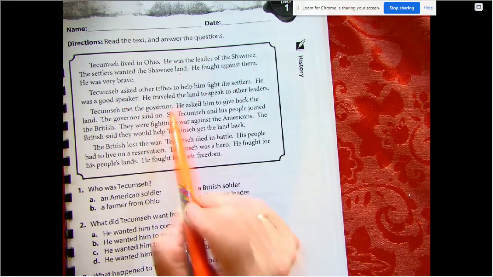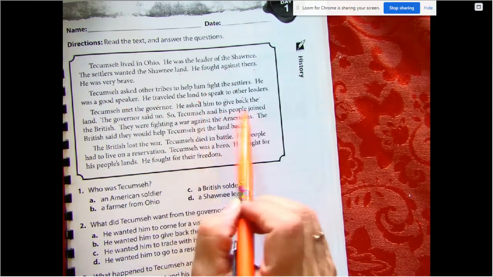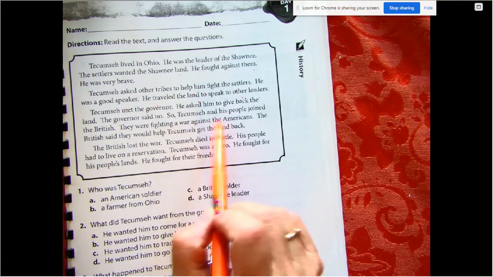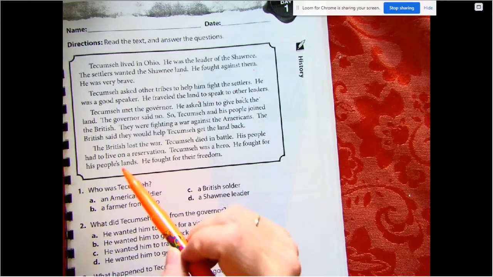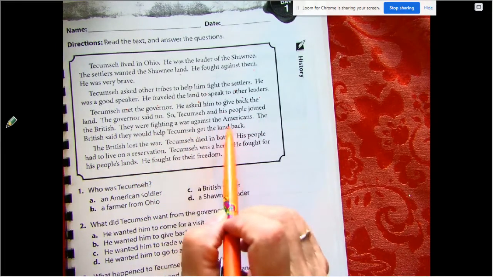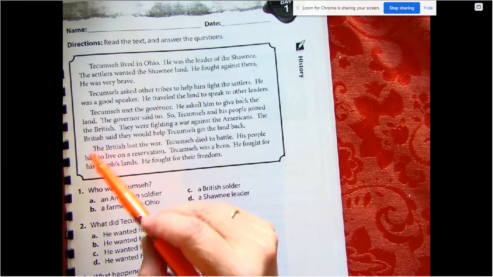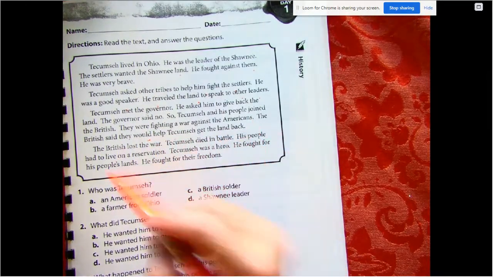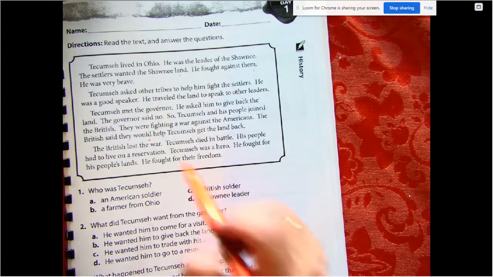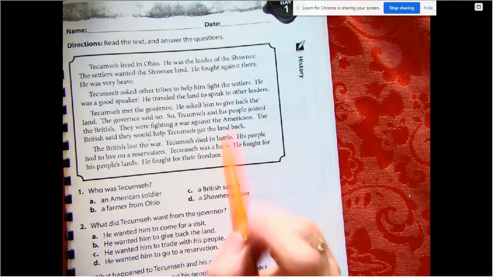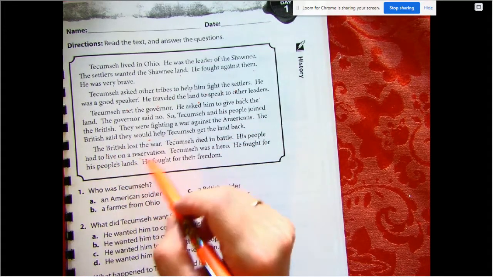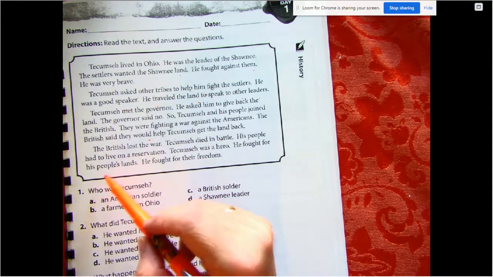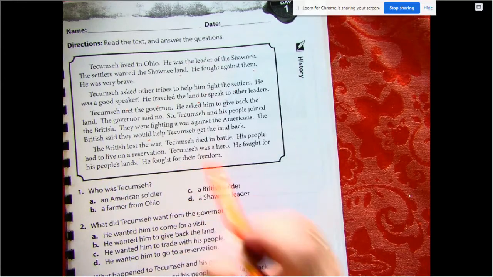Tecumseh met the governor. He asked him to give back the land. The governor said no, so Tecumseh and his people joined the British. They were fighting a war against the Americas. The British said they would help Tecumseh get the land back. The British lost the war. Tecumseh died in battle. His people had to live on a reservation. Tecumseh was a hero. He fought for his people's land. He fought for their freedom.